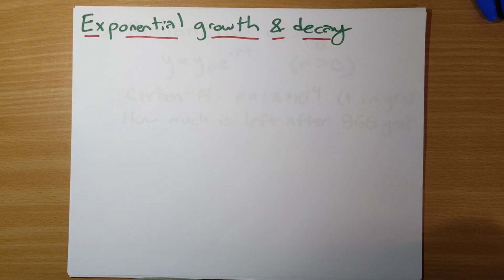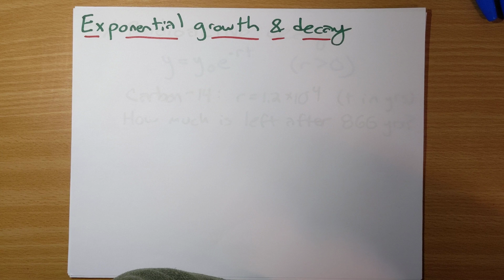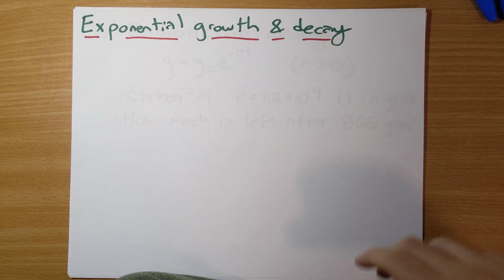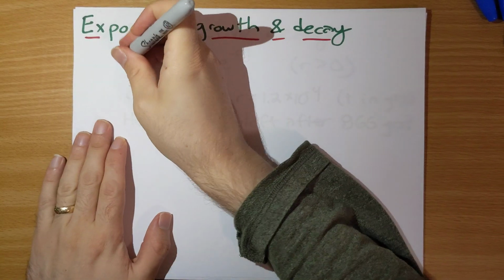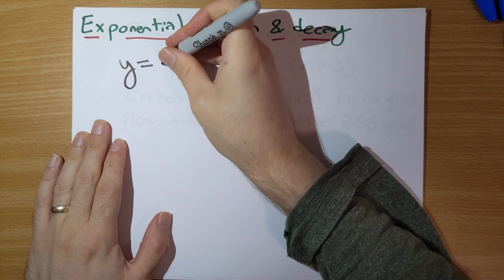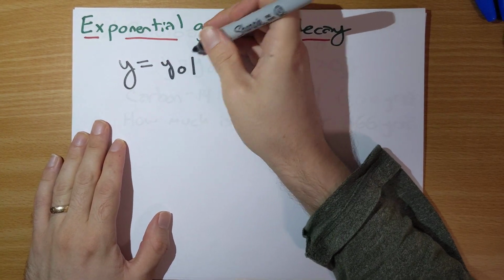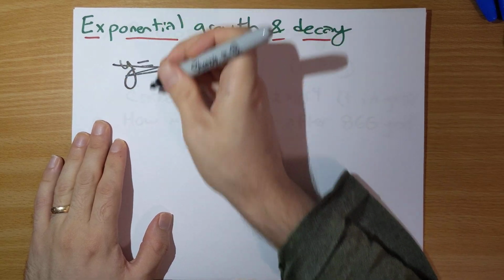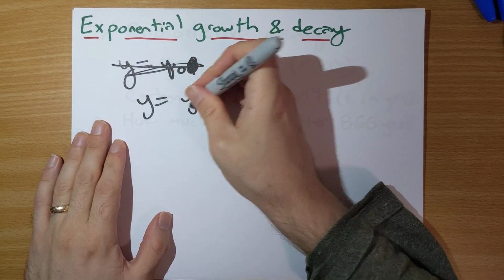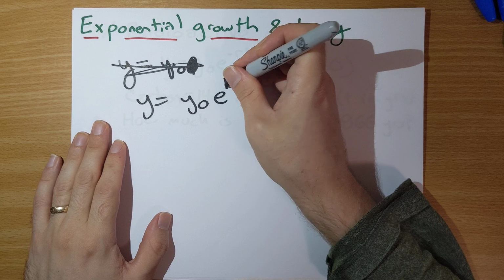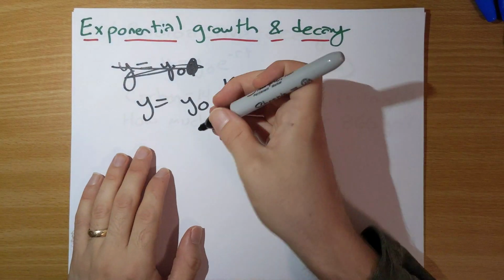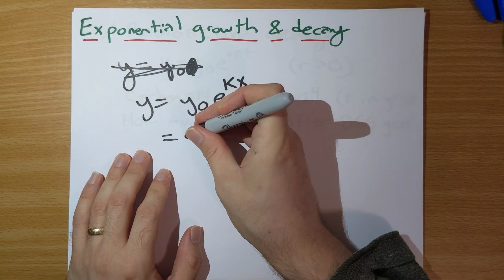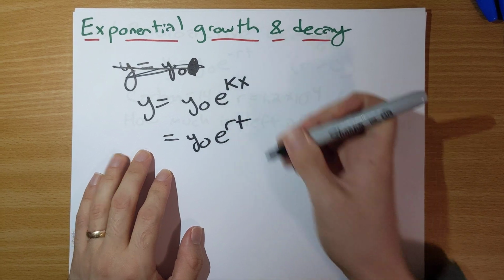Okay, I want to talk about exponential growth and decay. A lot of physical processes and biological processes are modeled through the use of exponential functions. And so y is equal to y naught e to the kx. Sometimes you'll see this written as y naught e to the rt.